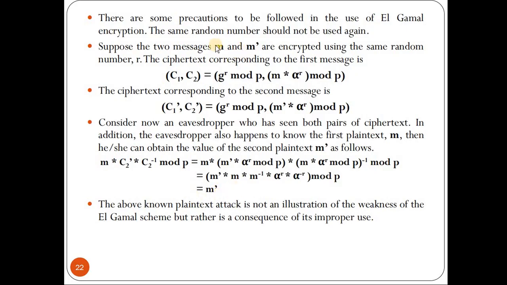So having the first message and the ciphertext of two messages, we can obtain the second message. So no, the above known plaintext attack is not an illustration of the weakness of the ElGamal scheme, but rather a consequence of its improper use. Means it is not a vulnerability in the ElGamal encryption protocol, but it's the improper use. Don't use the same random number in order to encrypt different messages.